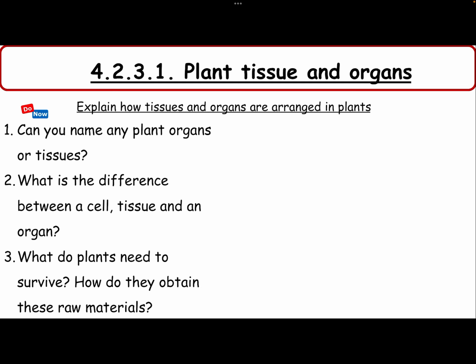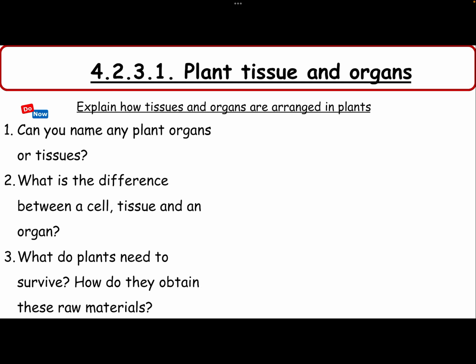So, in terms of plant organs and tissues, plant organs would be the root, the stem, the shoot, the flowers. In terms of tissues, you're talking about the spongy mesophyll, the palisade mesophyll, the xylem, the phloem, etc.